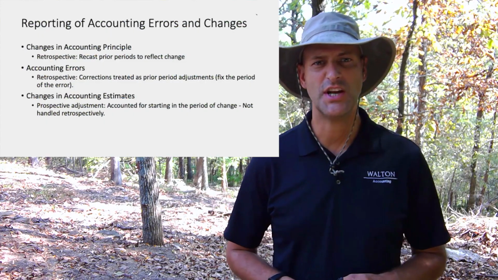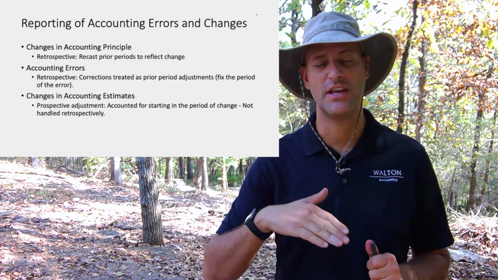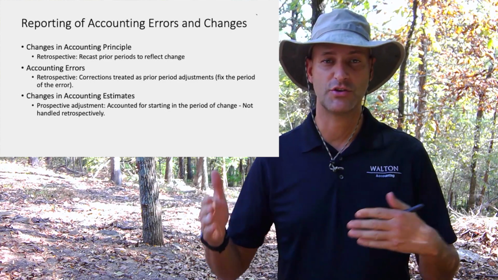So here we go. We left off with talking about the income statement. I'm going to wrap up that section with reporting of accounting changes, errors, and estimates. So changes in accounting principles and accounting errors are both adjusted retrospectively.